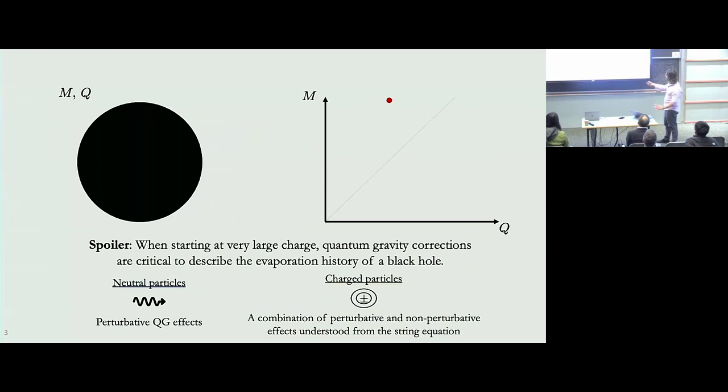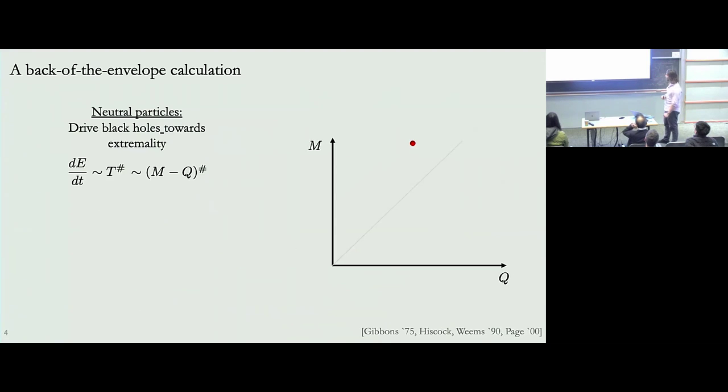So in order to tell you why quantum gravity corrections are important, let me do a back of the envelope calculation. So for neutral particles, they don't carry any charge, so they drive black holes towards extremality, wherever you are in this plane. And for any particle that we know, let's say it's massless, the energy loss of a black hole with time is given by the temperature of the black hole to some power, which is given by the difference between the mass and the charge above extremality, also to some power. I'll quantify what these powers are in a few slides.